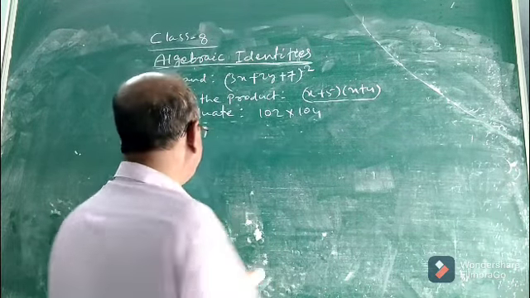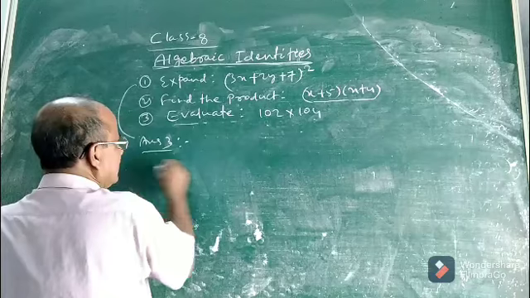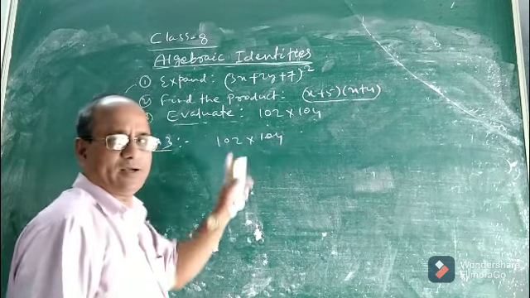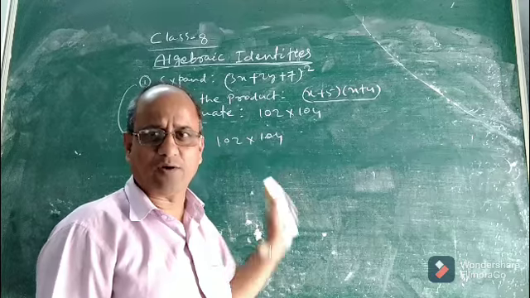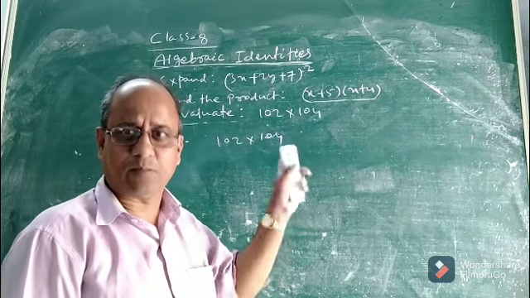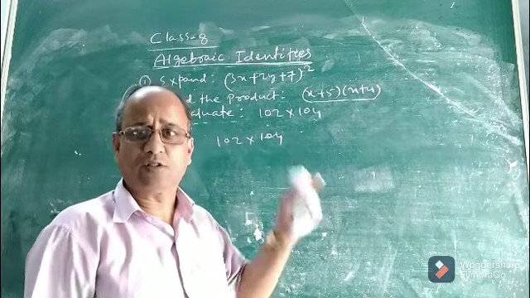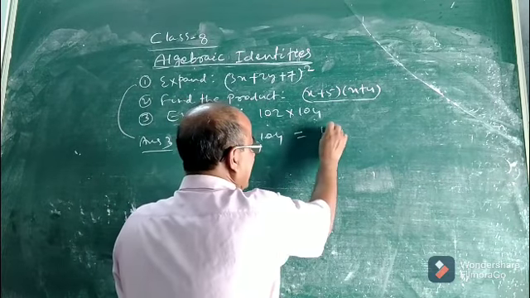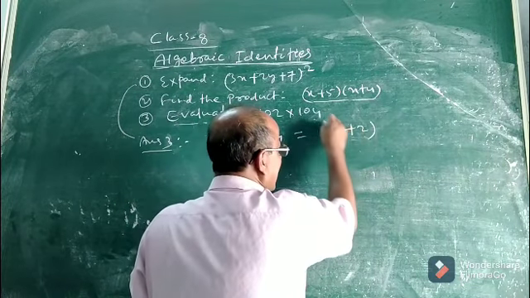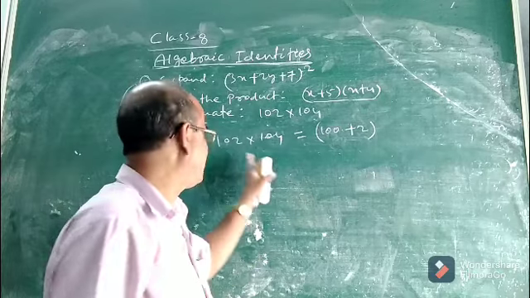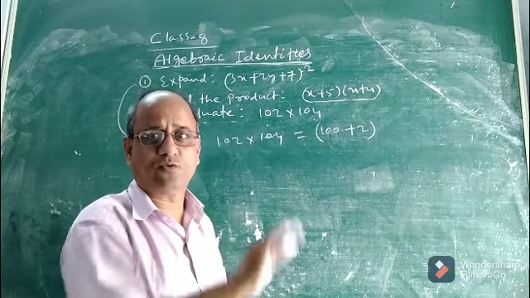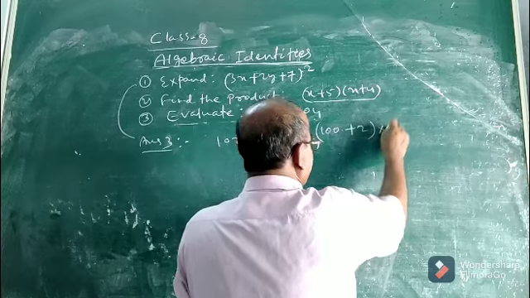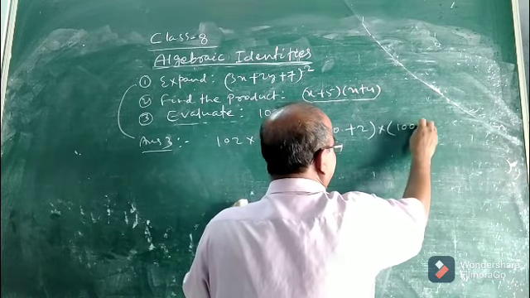Okay, so you see, now this 102 into 104 can be evaluated using an identity, provided we bring it into the form of some identity. Now see, instead of 102, if I write 100 plus 2, where is the harm? Is there any harm if I write 102 as 100 plus 2? The answer is clearly no. Similarly, 104 can be written as 100 plus 4.